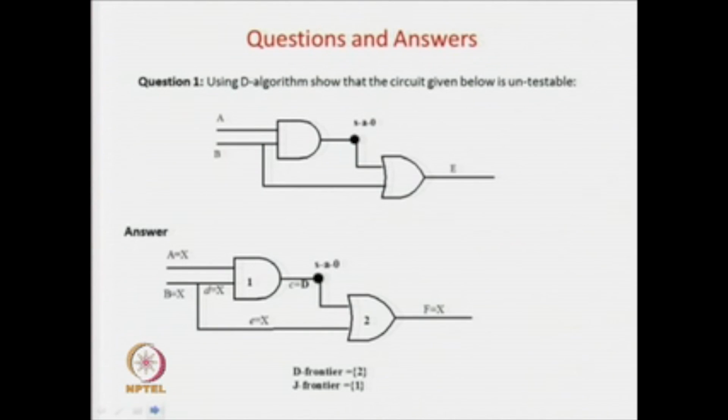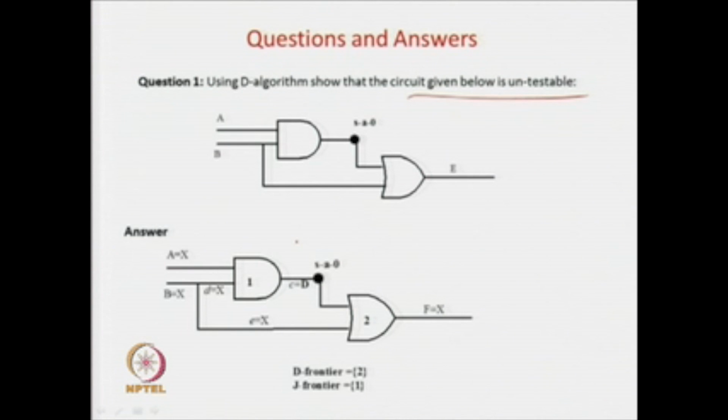So, before we close, we will just see 2 quick questions. Use DAlgorithm to show that the fault in the circuit below is untestable. Okay. So, now how do you find out the circuit is untestable? You have to find an inconsistency, and then you have to find that there is no more option available, correct. In this case, everywhere you have put x, you can see.